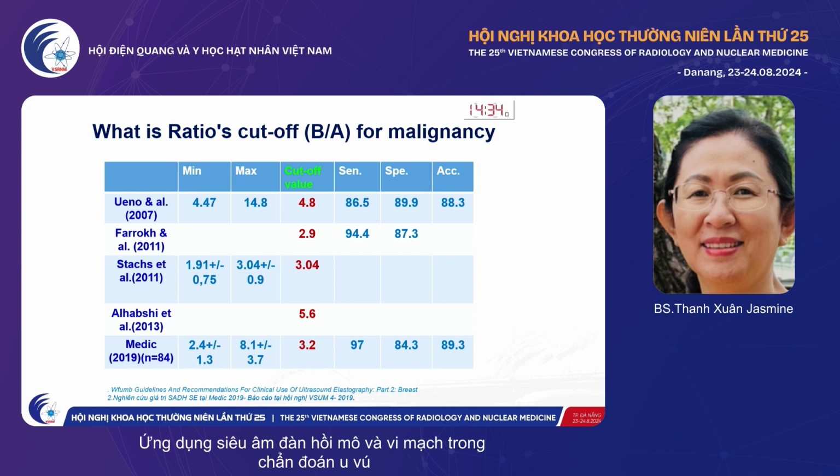You may have a question: what is the ratio cutoff for malignancy? The cutoff value is variable. It differs between research results. The reason is that the stiffness of adipose tissue varies quite a lot, so it may provide a different value each time. The cutoff value in our research in 2019 was about 3.2, which is also a unique result compared with others.